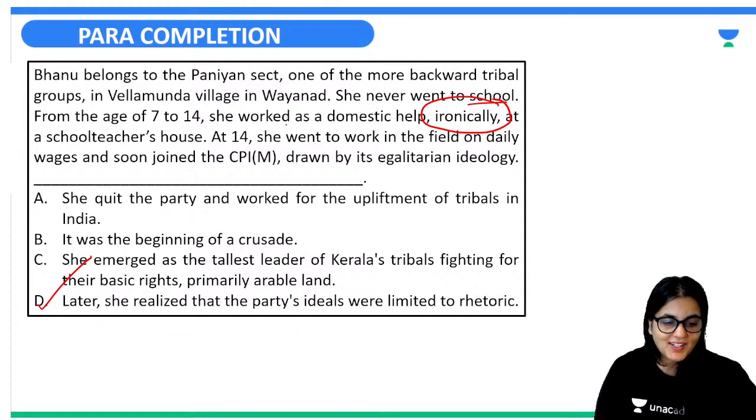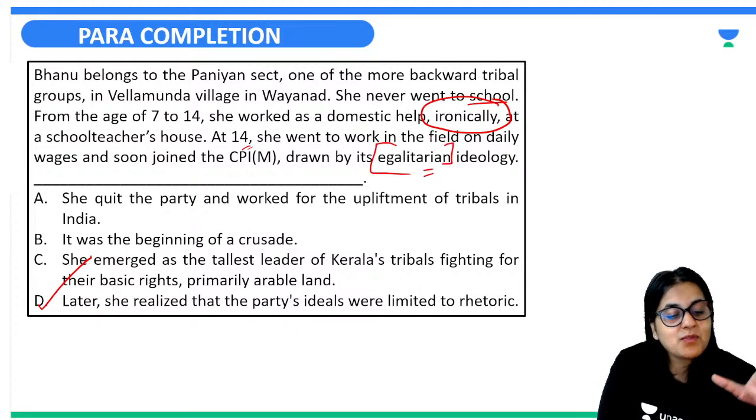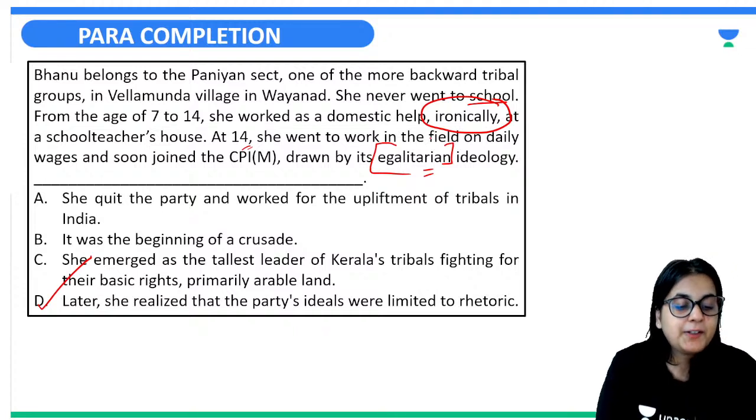Now, why is it ironic? Good one. Coming back to the question, why is it ironic? Because she never went to school, but she worked at a school teacher's house. At 14, she went to work in a field on daily wages and soon joined the CPIM, drawn by its egalitarian ideals. Egalitarian means equality. Guys, you become very sarcastic, all of you.